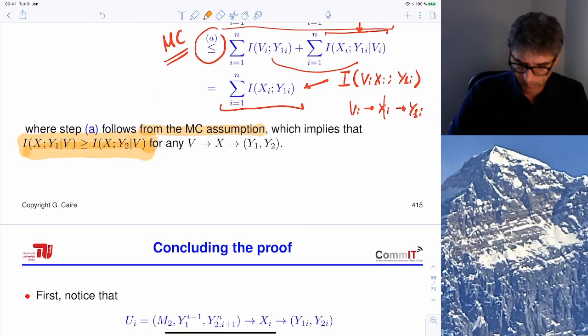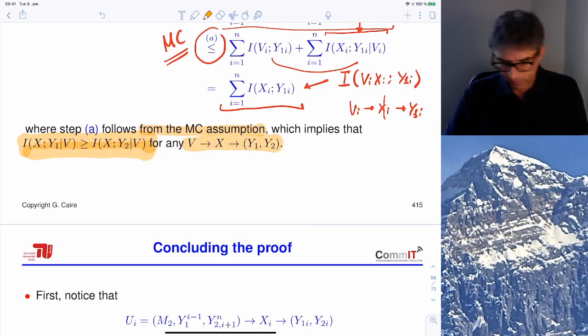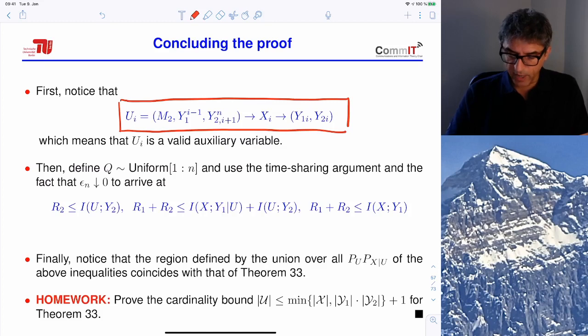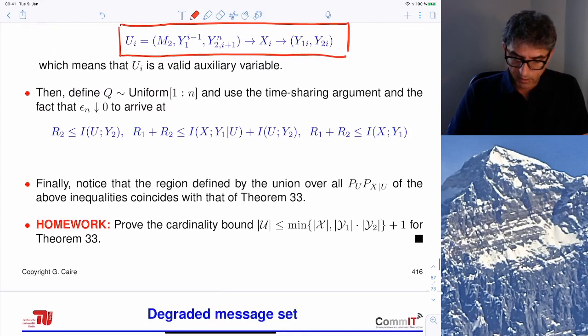Yes, this is important, that for any such distribution, we have this ranking. So concluding the proof, first of all, we notice that the auxiliary random variable that we have constructed satisfies this Markov chain, so it's a valid auxiliary random variable. Second, by the usual time-sharing argument, introducing the variable Q, and then putting everything together, we find that if R1, R2 are achievable, then they must satisfy these inequalities. So we have an inequality for rate 2, and then this sum inequality here, and this sum inequality here, and this is exactly the region that we have seen before.